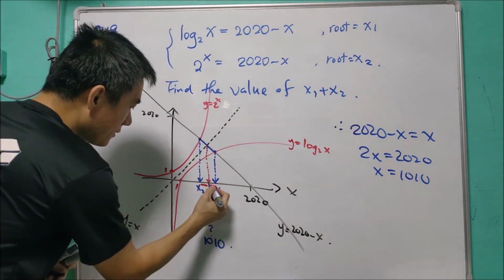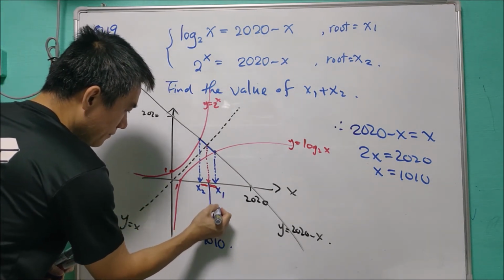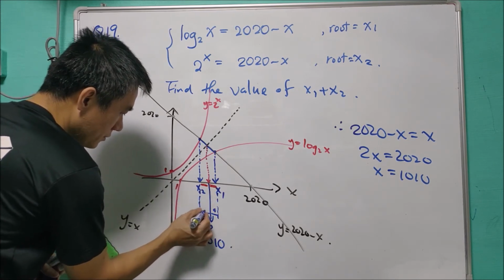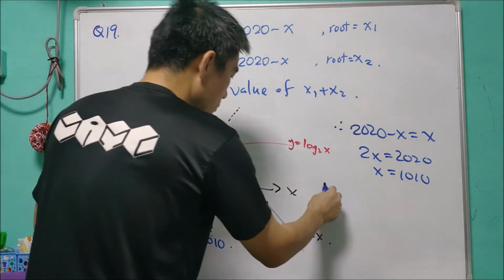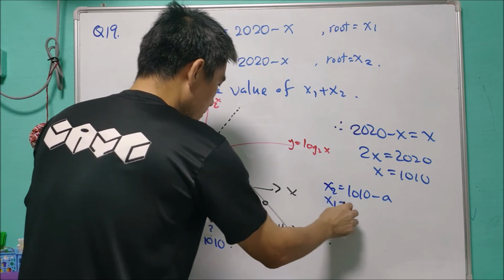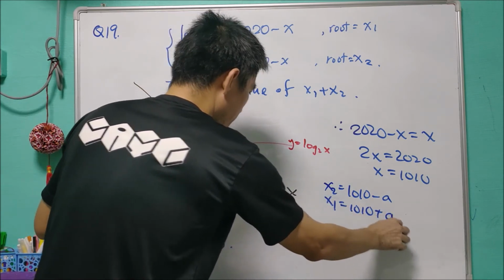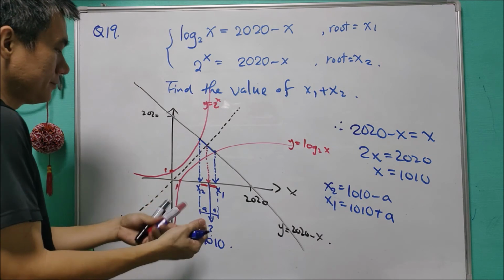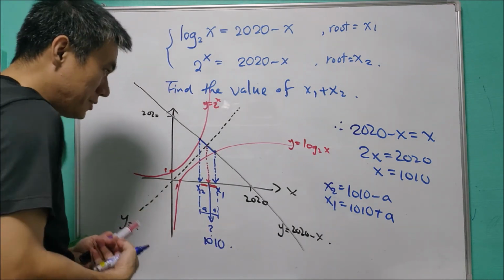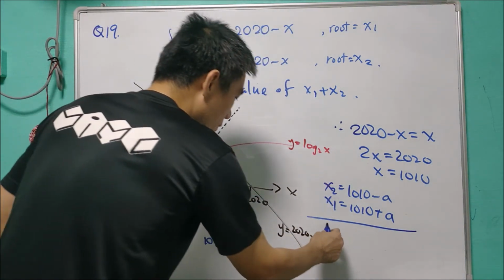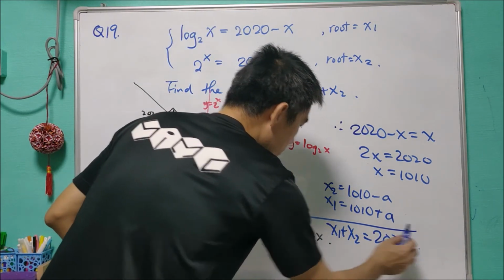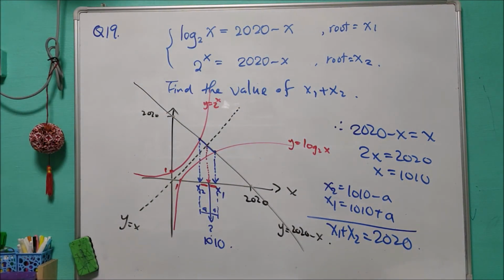So let's say the common segment is equal to a. This small portion is equal to a. This small portion is equal to a. So x2 will be equal to 1010 minus a, and x1 will be equal to 1010 plus a. For some unknown a, which I'm not interested to know, because I just want to know the sum of x1 and x2, and it will be equal to 2020. The a will be cancelled off.